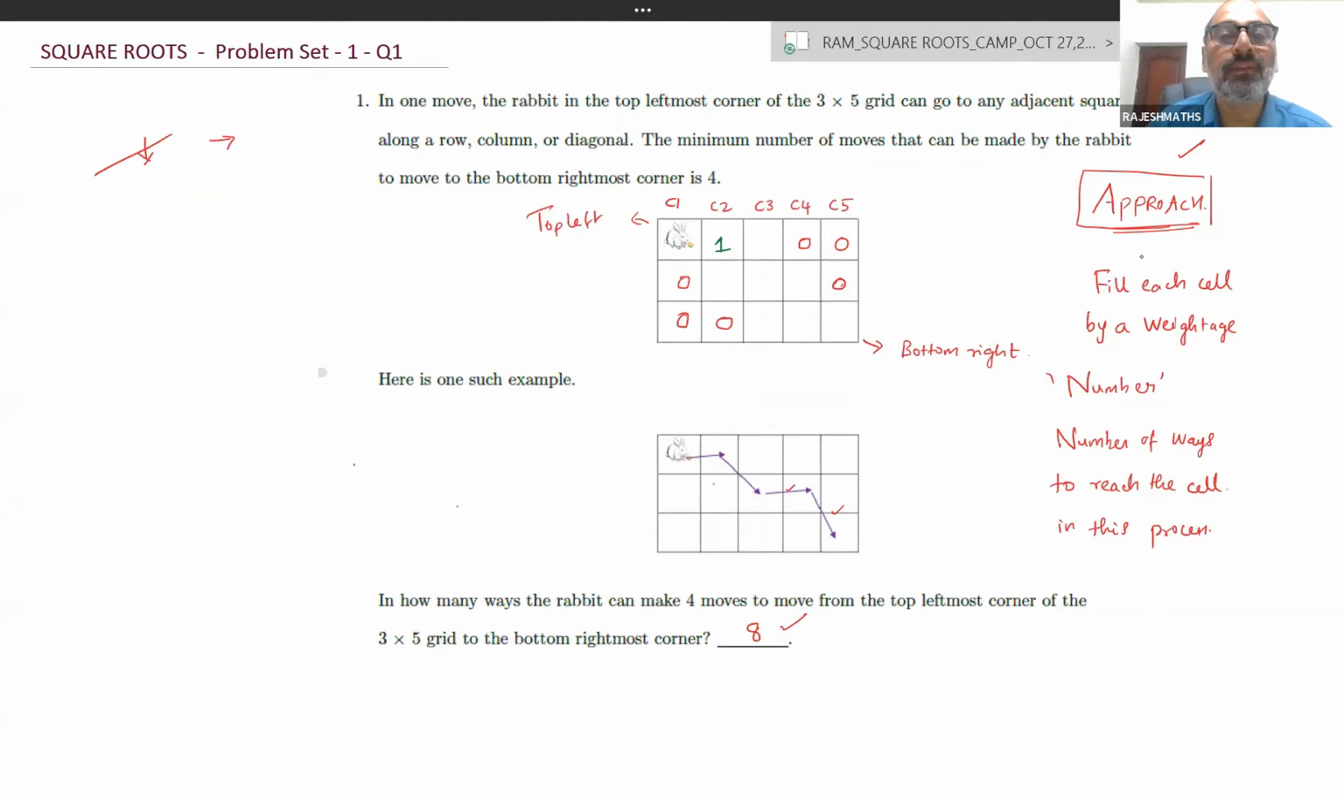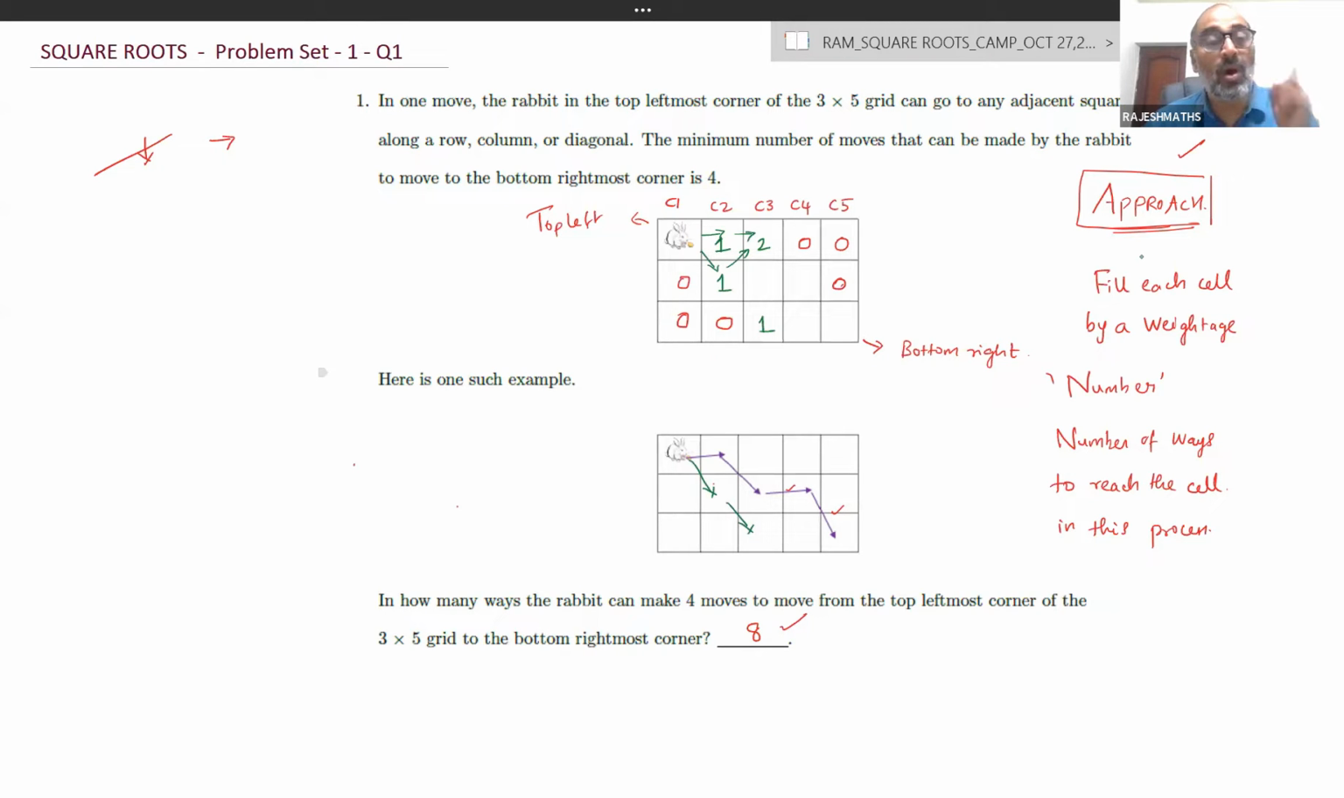There are two ways here: 1 plus 1, 2. How do you get that? After 1, it goes like this. After this one, it goes like this. So 1 plus 1. Understand? Then what about this? This is 1. Why? 1 plus 0. The only way that the rabbit can come here is... why not from here? No, down. If it comes down, what happens? You will be in the same column.